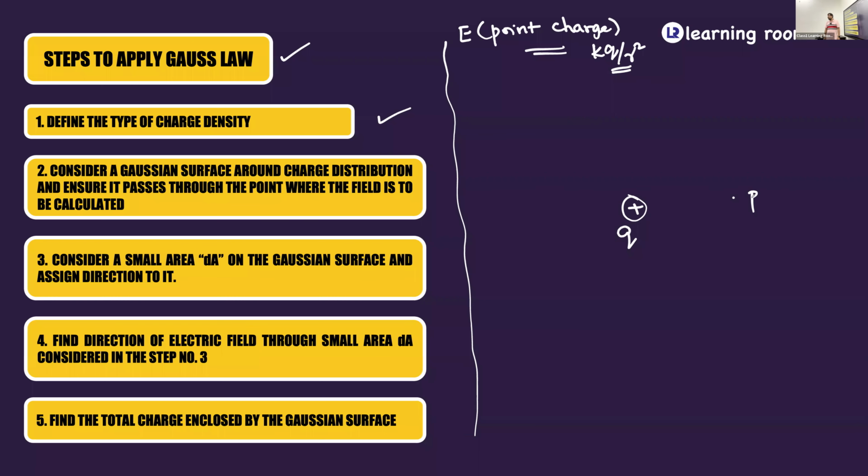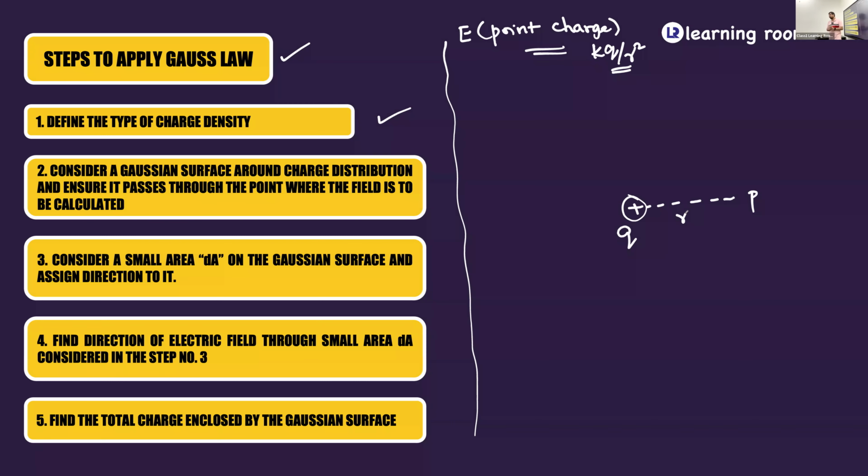What is that we are supposed to do? We need to consider a Gaussian surface around the charge distribution. Remember, the Gaussian surface that you consider should always be symmetric with respect to the charge distribution. Meaning, if I take this to be the point charge, this P, let's say it is at a distance r.